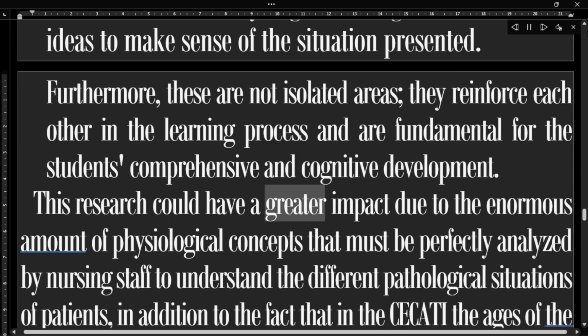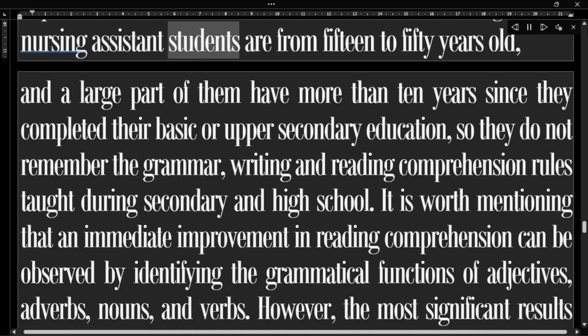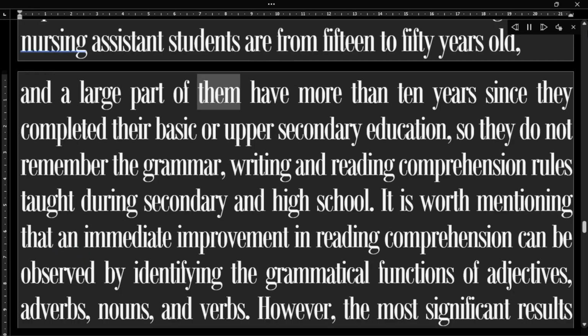This research could have a greater impact due to the enormous amount of physiological concepts that must be perfectly analyzed by nursing staff to understand the different pathological situations of patients. In addition, in the Sakati, the ages of the nursing assistant students are from 15 to 50 years old, and a large part of them have more than 10 years since they completed their basic or upper secondary education, so they do not remember the grammar, writing, and reading comprehension rules taught during secondary and high school.